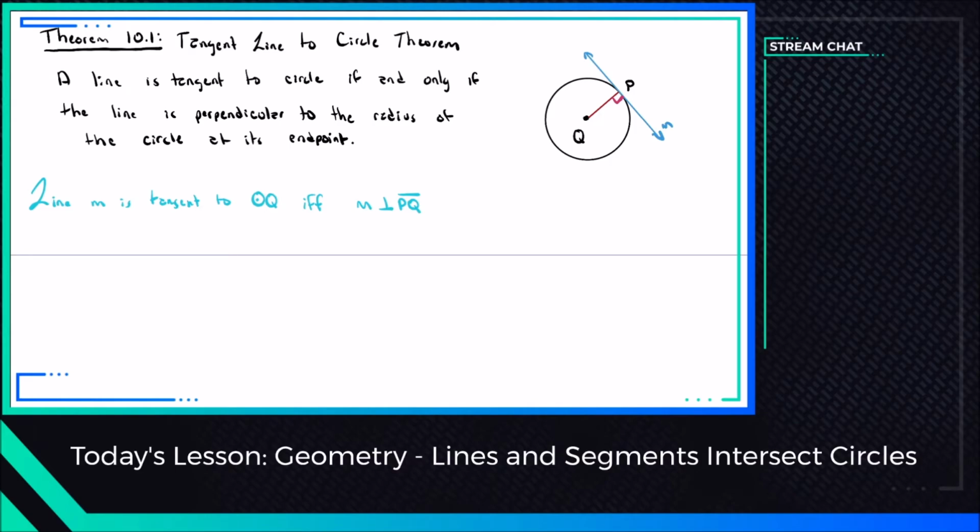And then Theorem 10.2, which is the more important theorem in my opinion for today anyways. I'd say Theorem 10.1 is more used, but Theorem 10.2 is going to be called the external tangent congruence theorem.